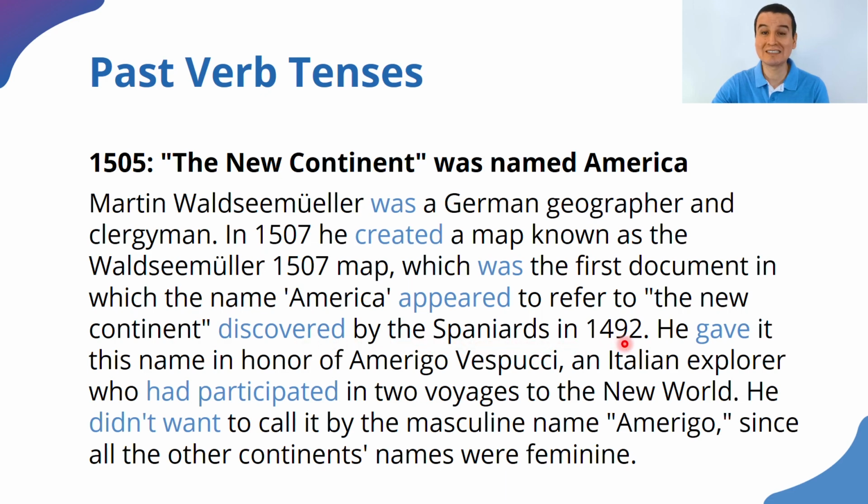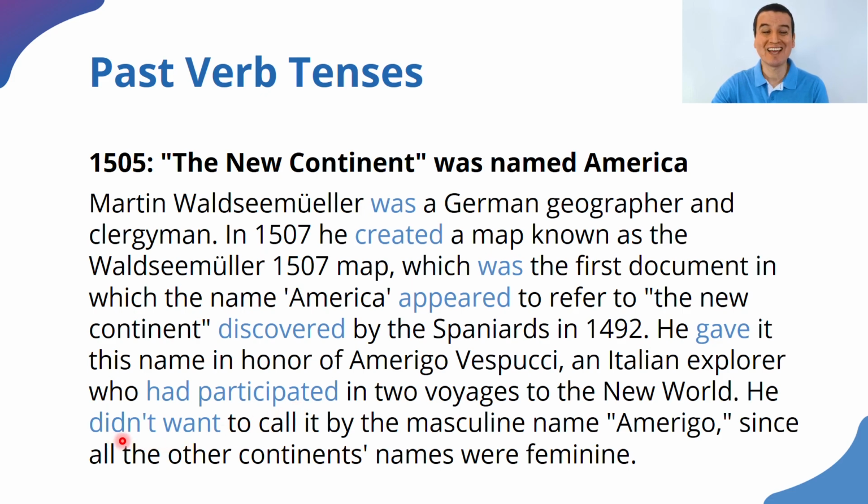That is a long sentence. It is more complex because it has more ideas there. So I hope you were challenged by it. He gave it this name. That is an irregular verb. He gave it this name in honor of Amerigo Vespucci, an Italian explorer who had participated in 2 voyages to the New World.